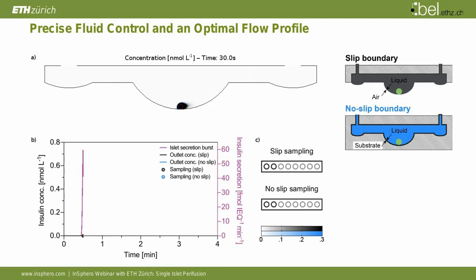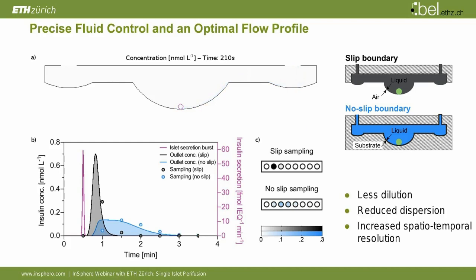Now I'm going to go through the sequence. So we start at 30 seconds. And you can see now that already after 30 seconds, most of the insulin that was released in the open microfluidic chip environment was dragged past the outlet, whereas in the no slip boundary condition, so in a closed microfluidic system represented in blue, there is still a lot of insulin present in the hanging drop compartments. And you see that the washout takes way longer.